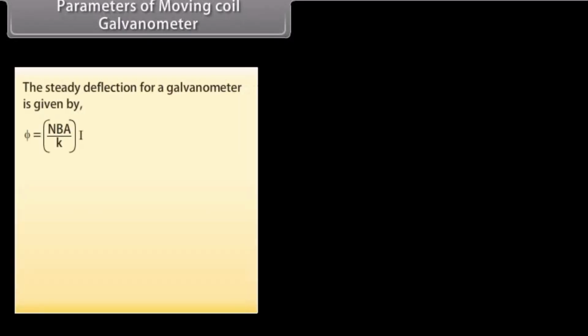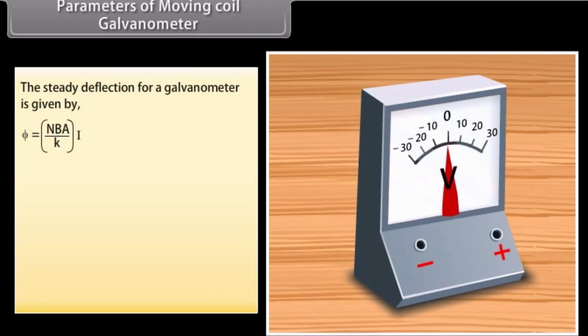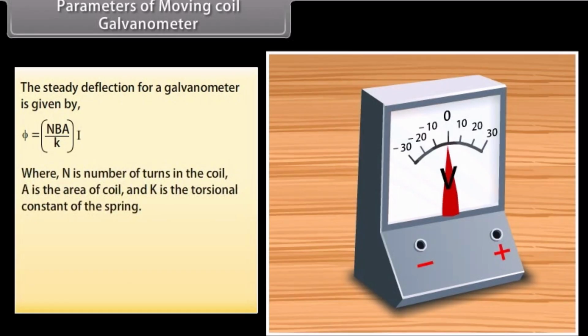Parameters of moving coil galvanometer. The steady deflection for a galvanometer is given by NBA upon K multiplied by I, where N is the number of turns in the coil, A is the area of the coil, and K is the torsional constant of the spring.